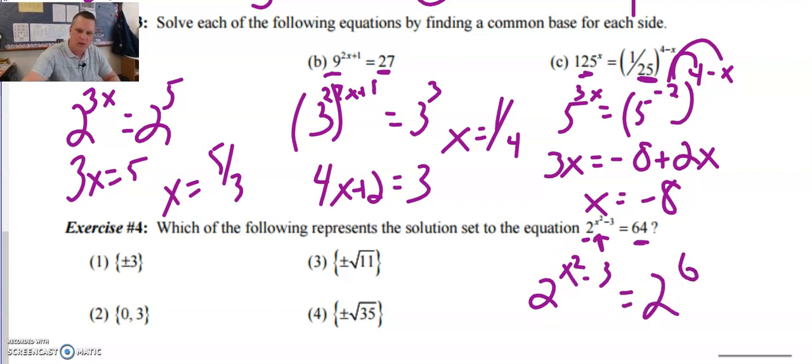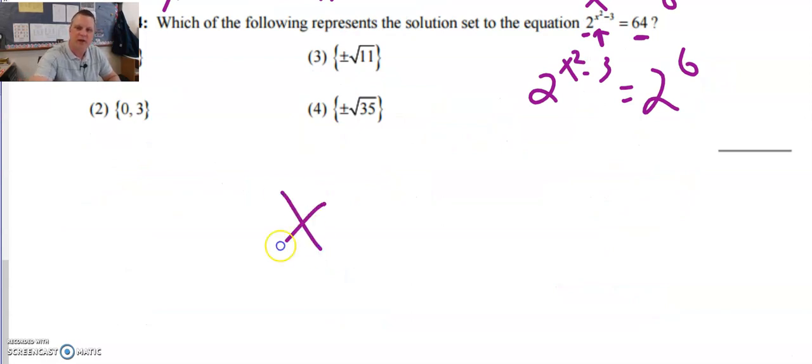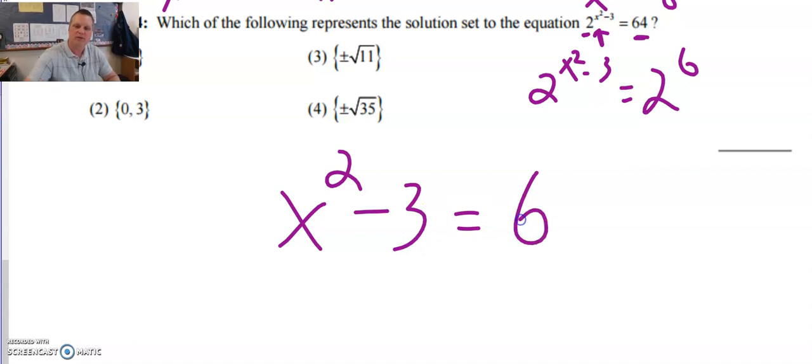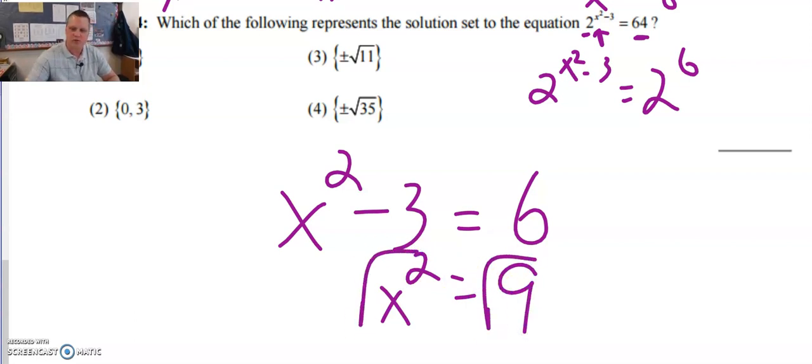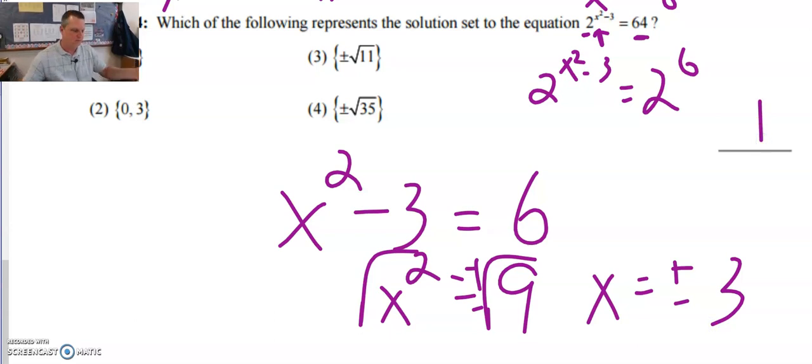Okay? Extend the page. So we have x squared minus 3 equals 6. So a single x squared, bring over the 3. I have x squared equals 9. Square root, square root. When you take the square root, you have to do plus minus. So x is plus or minus 3, because the square root of 9 is 3. And that is choice number 1.